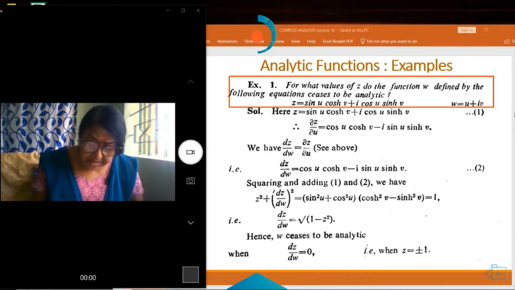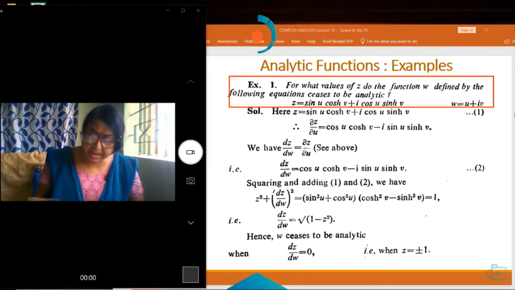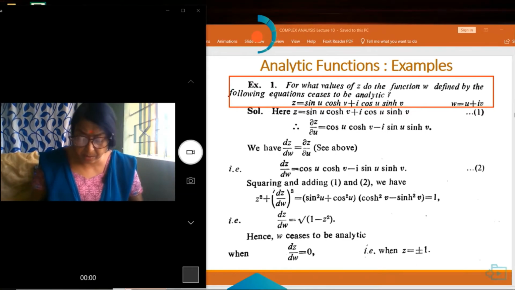Hence, it ceases to be analytic when dz/dw = 0, that is, when z = ±1, then dz/dw will be equal to 0. Hence, this ceases to be analytic.